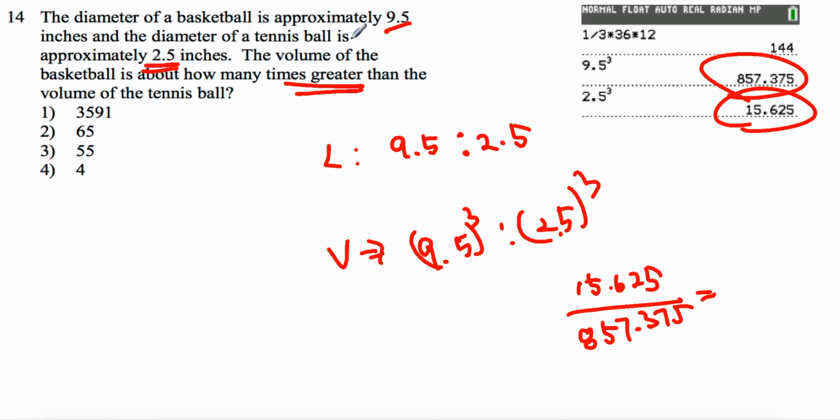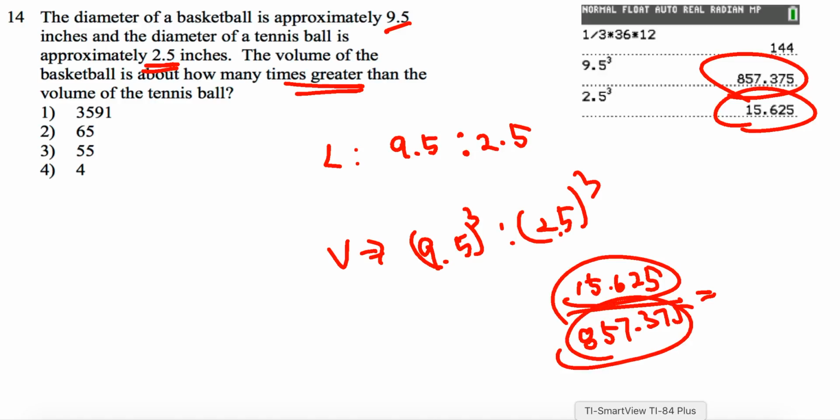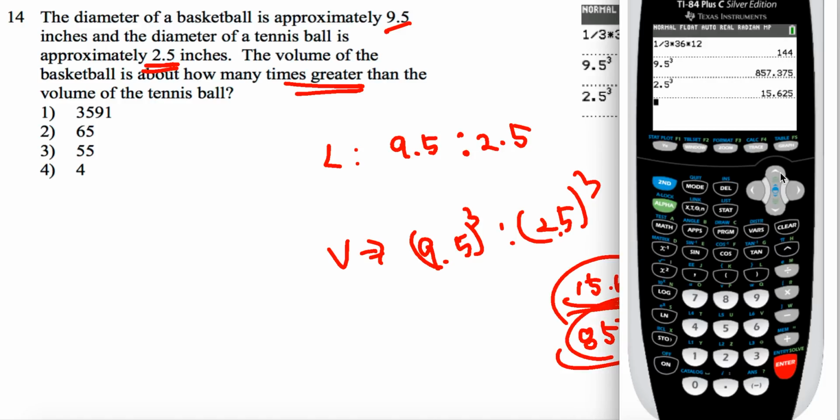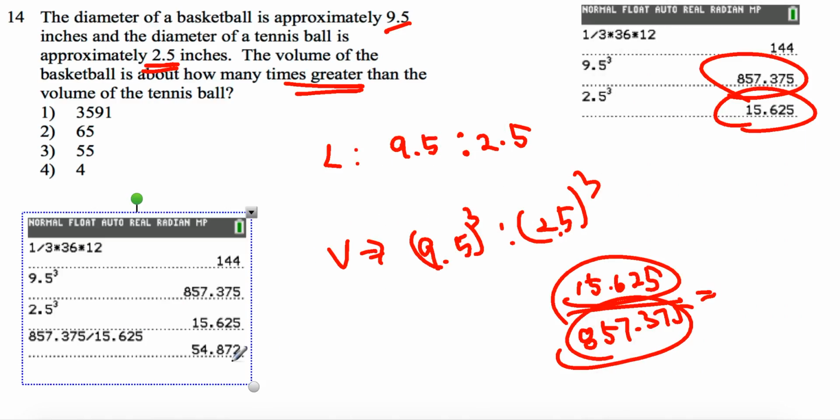Volume, that means how many times is this greater than this one? So now I'm just going to use the calculator here. We're going to do the big value divided by the smaller value. Then we get 54.872. So that's about 55. That seems to be the closest answer to begin with as well. So that becomes our answer. Let's look at the next question.